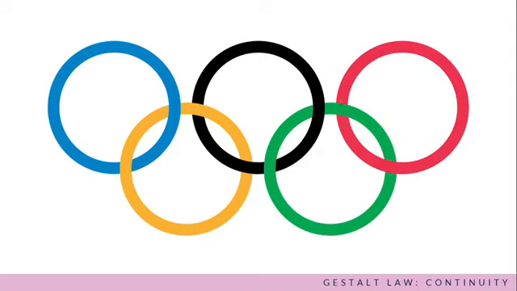Let's take a look at some practical examples. The continuity principle can be applied to the official Olympic Games logo. If someone asks you to describe the Olympic logo, how would you describe it? Five multicolored circles joined together. Well, this is exactly what the principle of continuity is about. We do not view different circles being cut up, but rather five circles joined together.